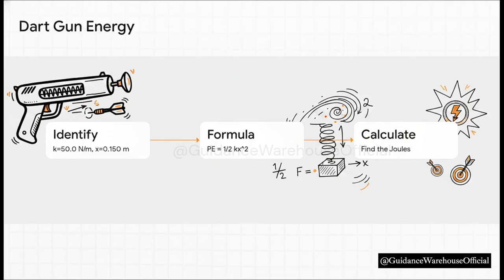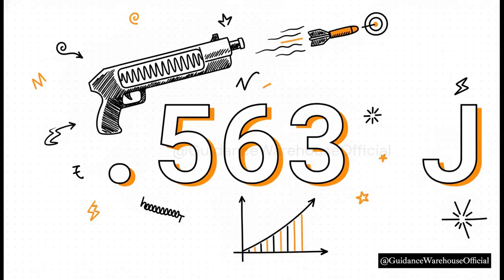We simply plug those exact values into our elastic potential energy equation, 1/2 times 50 times 0.150 squared. The math reveals exactly 0.563 joules of energy is sitting there stored inside that cocked tranquilizer gun spring. Half a joule might sound like a tiny number, but for a tiny dart, it packs quite a punch.